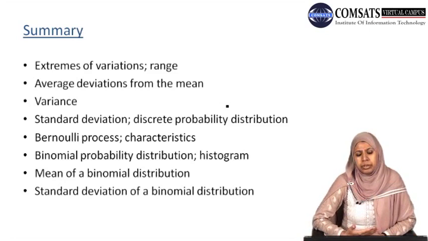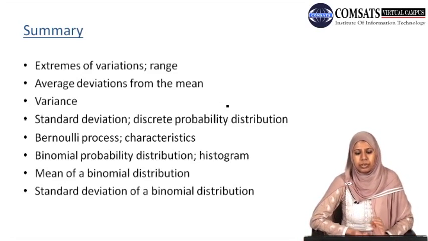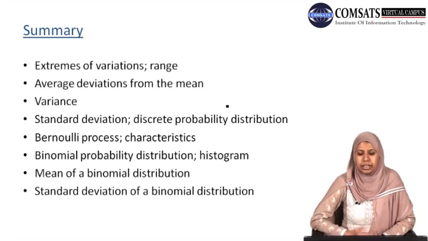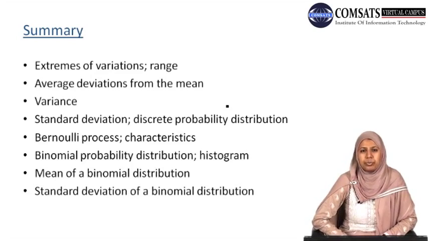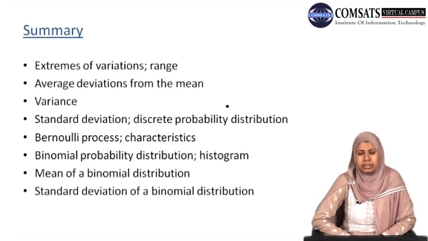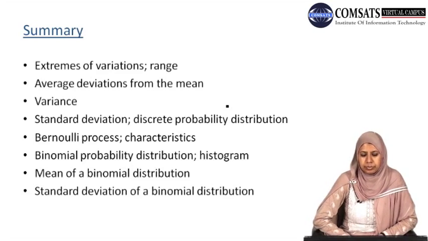Today we have studied the ways in which we can find the variation of our data set. First, we tried the extremes of the variation by finding the range of our data set. But then we saw that this does not give us enough information about the variation of our data set. Then we tried the average deviations from the mean, first by calculating the deviations from the mean, and we saw that these sum to zero in any case.